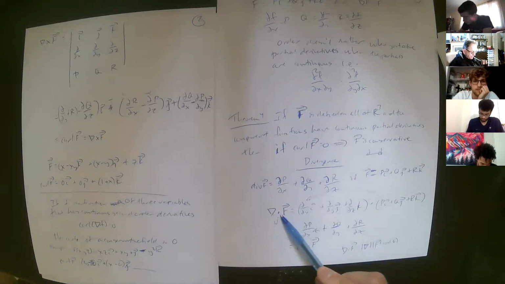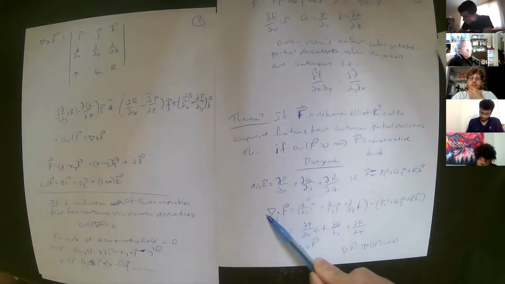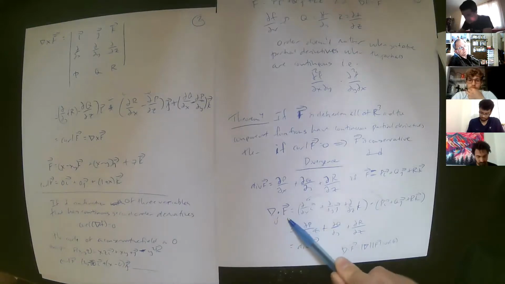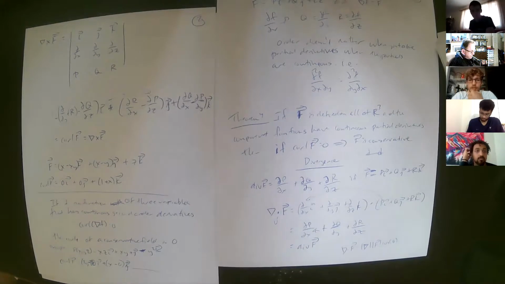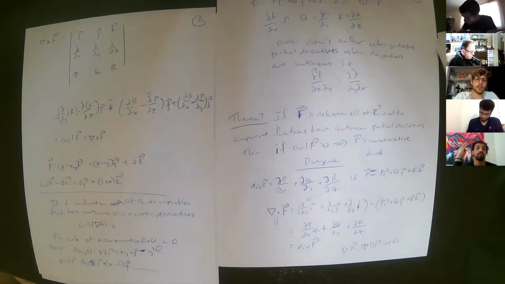But this gradient is not operating on this vector field. The gradient doesn't operate on a vector field. It operates on a function, right? It only takes one function. It operates on one function. The gradient itself operates on one function. It doesn't operate on vector valued functions. Okay.